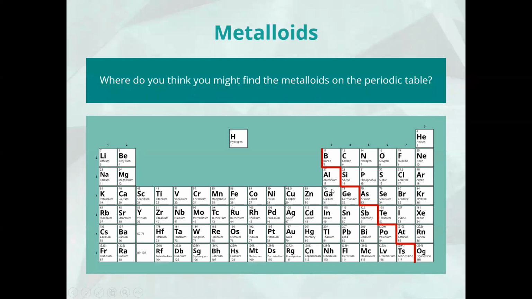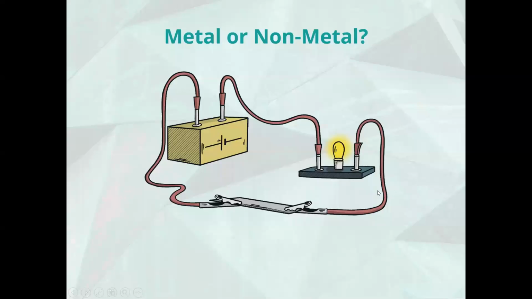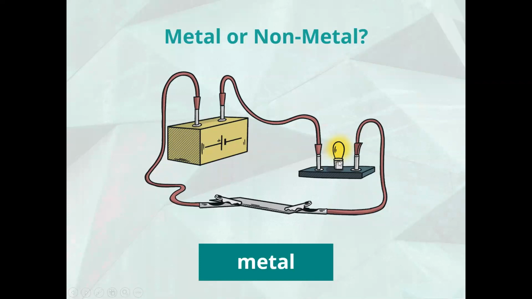Because metalloids have the properties of both metals and non-metals, you would expect to find them here on the border of that red line. So that border separates your metals from your non-metals, and on this border over here, that's where you'll find your metalloids. Now the question is, is this a metal or a non-metal? It is able to conduct electricity as seen by the light bulb being switched on, so it is a metal.